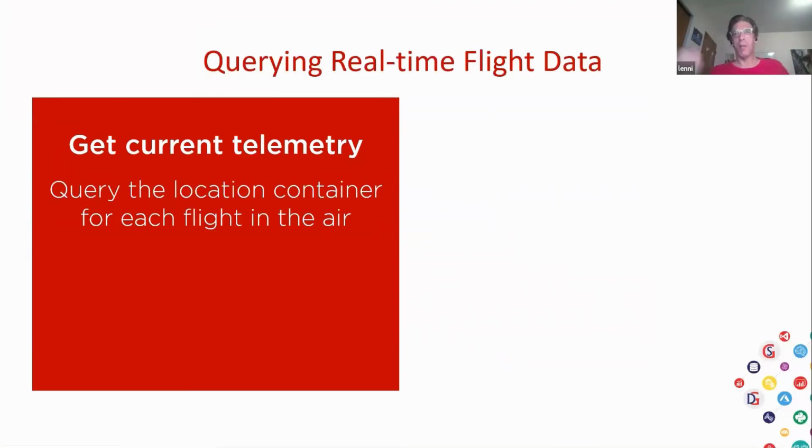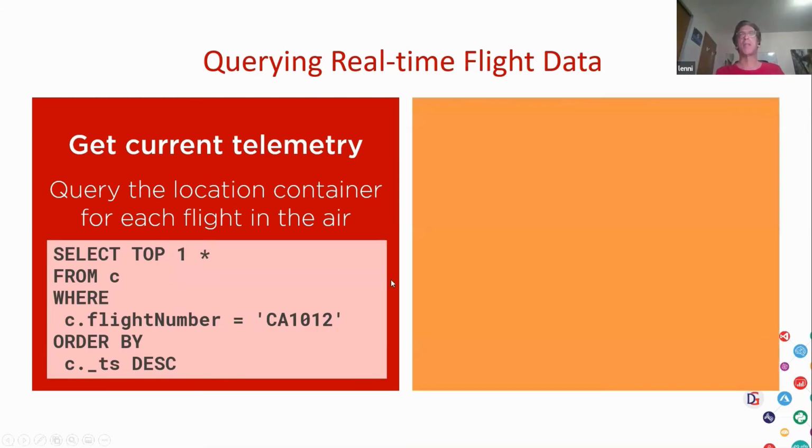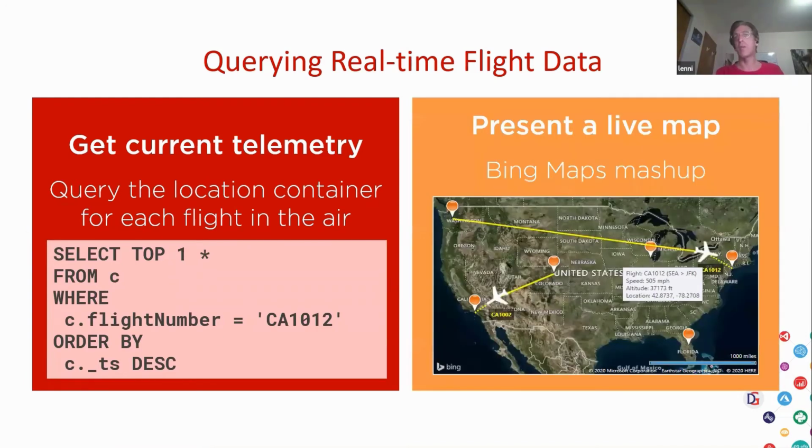So that's a cool map, right? Watching the planes fly. How did I do that? Well, how did I know what the current location of each plane was in order to draw them on the map? And the answer to that is I queried the location container using a query like this. But this is very expensive. But it allows us to render a map.